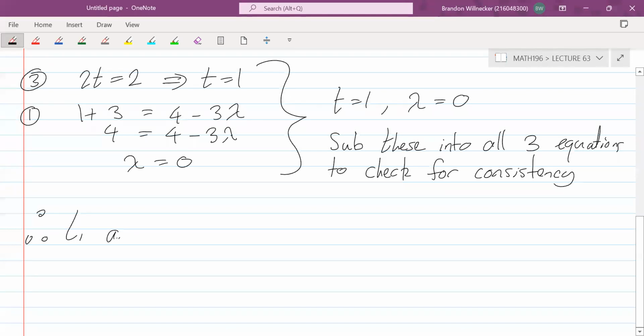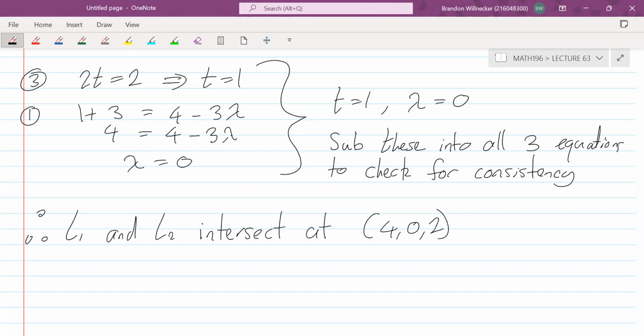Therefore, L1 and L2 intersect at 4, 0, 2. Okay, so that is the unique point of intersection. Okay, any questions on this example? Okay, let's have a look at the next example then.